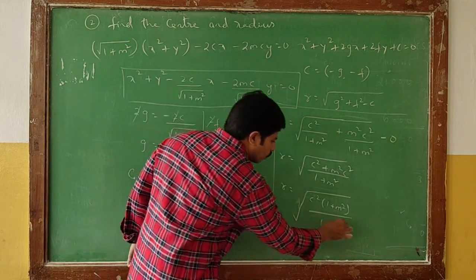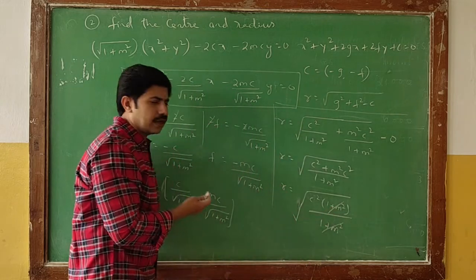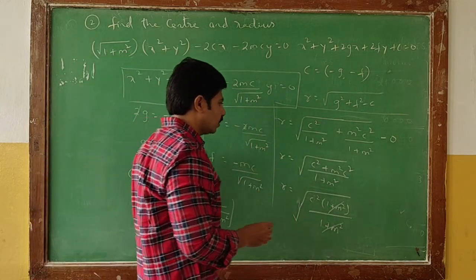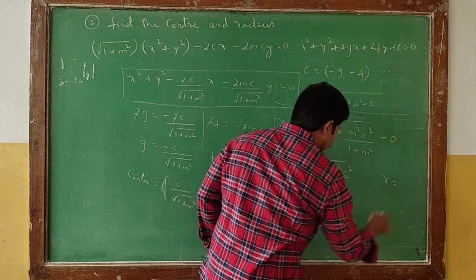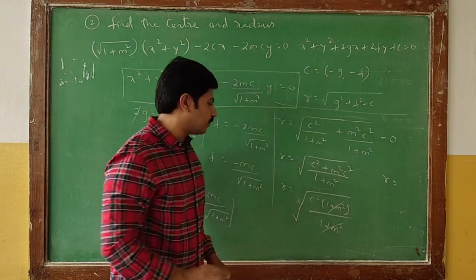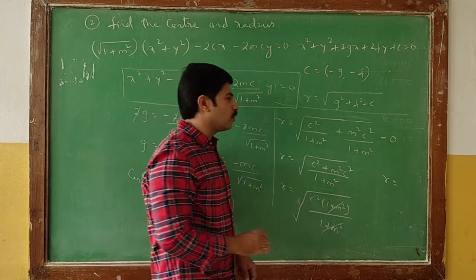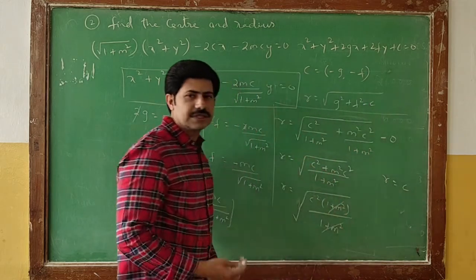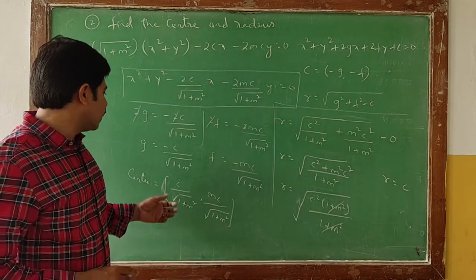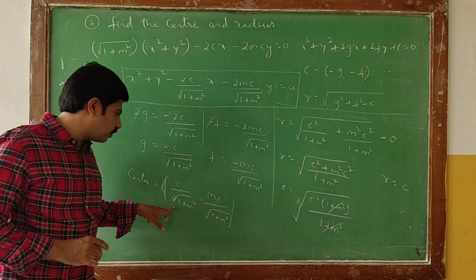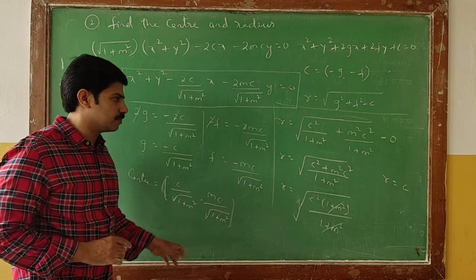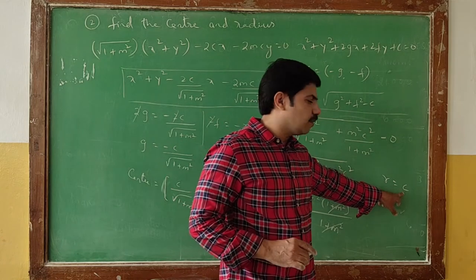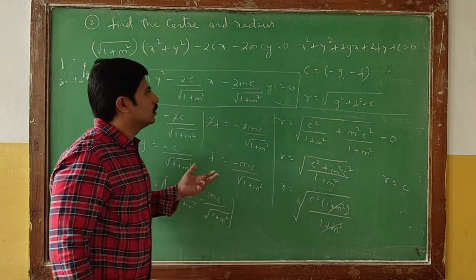So now 1 plus m square cancels. So what we have? r is equal to under root of c square is left out. What is under root of c square? It is c, r value is c. So what is the center? c by under root of 1 plus m square comma mc by under root of 1 plus m square. And what is the radius given? r is equal to c. Okay, so this is also completed.